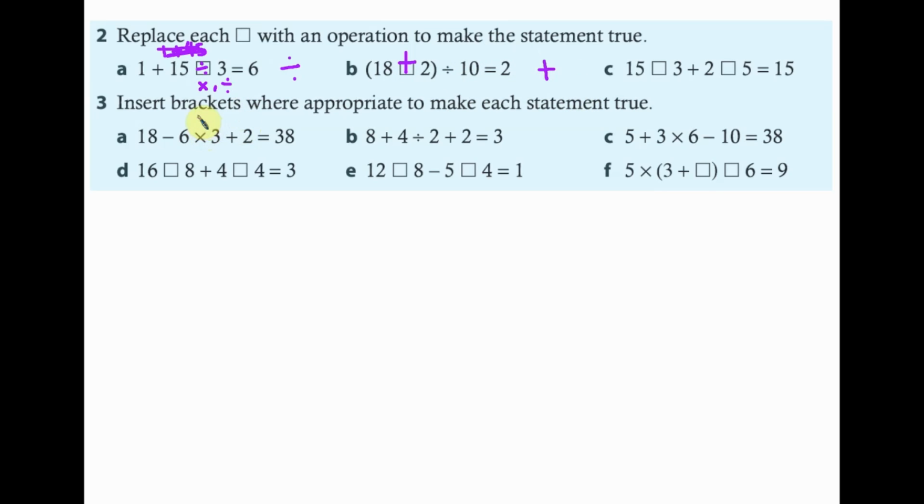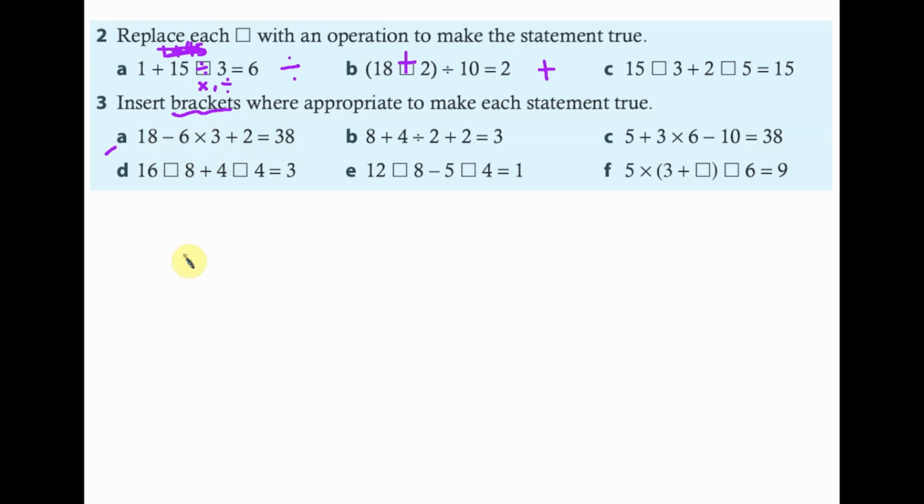Number 3, this time we're just going to insert the bracket where appropriate to make this statement true. Part A, if I wanted to make 38, let's see, if I did multiplication before subtraction or addition, this becomes 18. 18 minus 18 is 0, plus 2 is not going to be 38. So I know I have to change something.